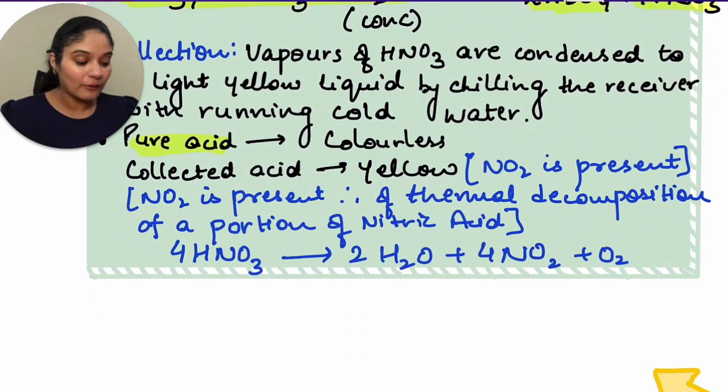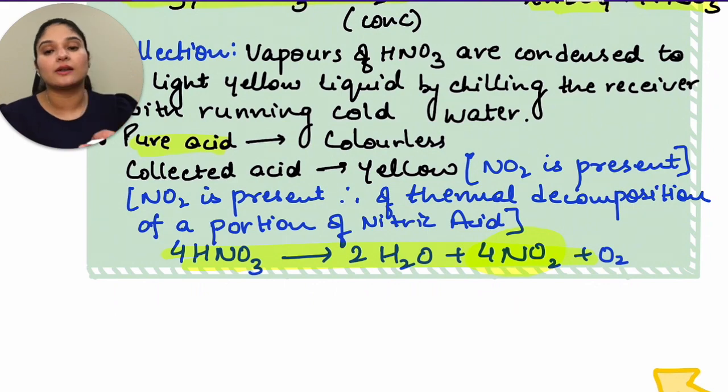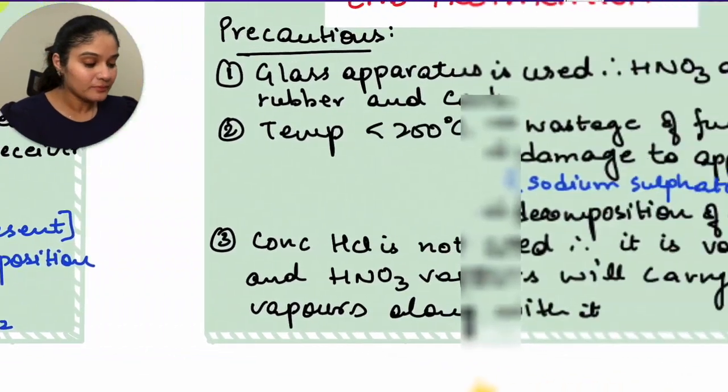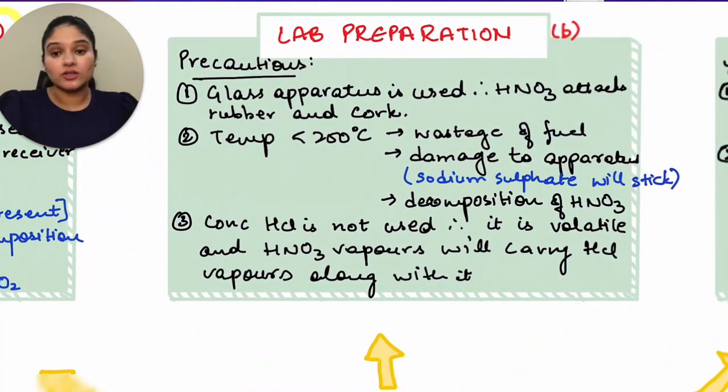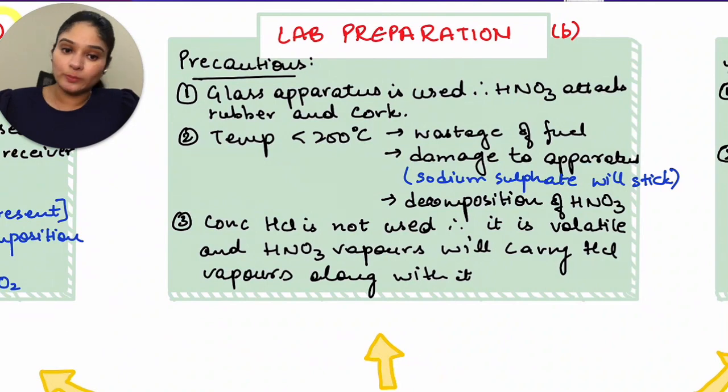Then you have the thermal decomposition reaction given. So 4HNO3 gives you 2H2O plus 4NO2 plus O2, and this NO2 is a reddish brown gas which gives a yellowish color to your nitric acid. Let's move to the next one. What are the precautions to be followed? So the first precaution is that the apparatus has to be glass. Why is that?